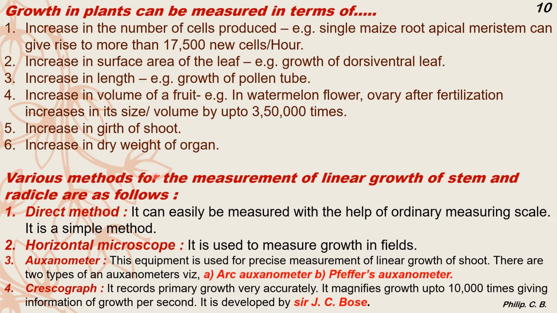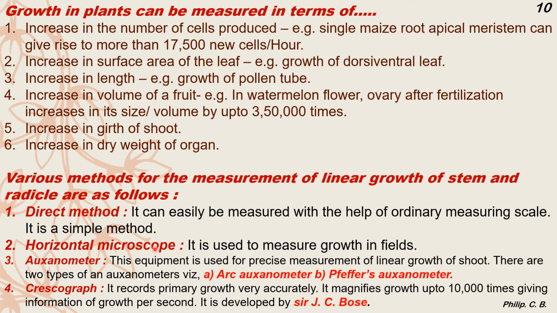Further, various methods for measurement of linear growth of stem and radicle are as follows. So there are other methods which can be used for the measurement of linear growth of stem and the root or the radicle. So what are those methods? First is the direct method. It can easily be measured with the help of an ordinary measuring scale. It is a simple method. So using a simple measuring scale, we can measure it, right? Then horizontal microscope.